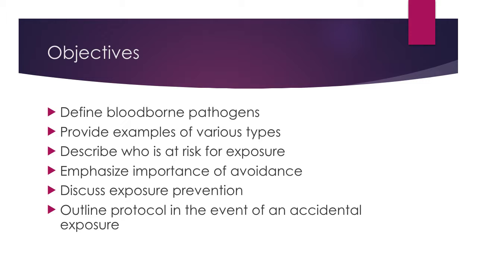So here are some of the objectives that I'll cover today. First, I'll define bloodborne pathogens and provide some examples of various types that you may encounter in the work area. I'll describe who is at risk for exposure. I'll emphasize the importance of avoidance. I'll discuss exposure prevention, and I will also outline the protocol that you should follow in the event of an accidental exposure to yourself or somebody else.